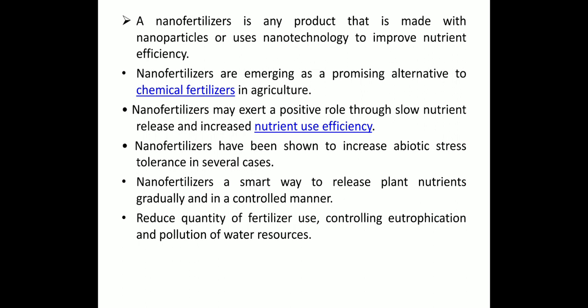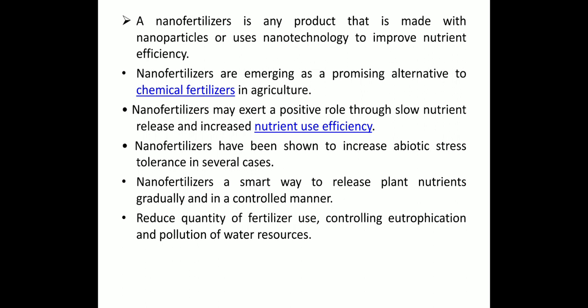Nanofertilizers are an emerging and promising alternative to chemical fertilizers in agriculture. They may exert a positive role through slow nutrient release and increased nutrient use efficiency. This is the main positive role of nanofertilizer, to increase nutrient use efficiency as well as convert the fertilizer into slow release. Nanofertilizers have also been shown to increase abiotic stress tolerance in several cases. They are a smart way to release plant nutrients gradually and in a controlled manner.